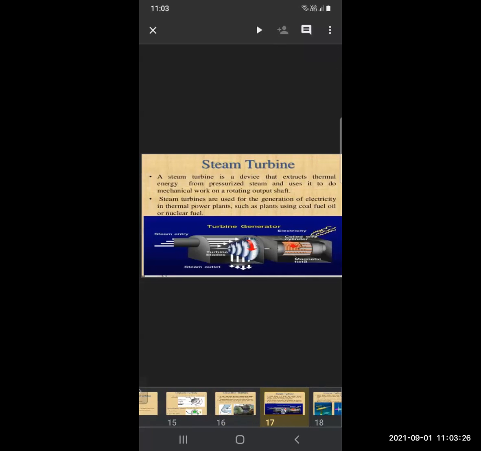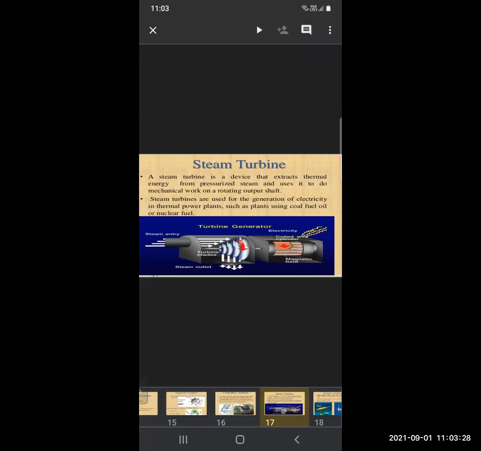Now this is the steam turbine. A steam turbine is a device that extracts thermal energy from pressurized steam and uses it to do mechanical work on a rotating output shaft. Steam turbines are used for the generation of electricity in thermal power plants, such as plants using coal, oil, or nuclear fuel. So where are steam turbines used? In the generation of electricity in thermal power plants, such as plants using coal fuel or nuclear fuel.